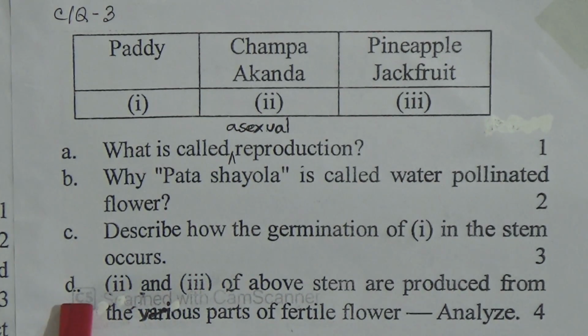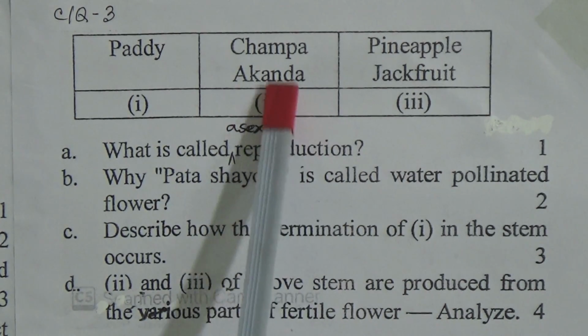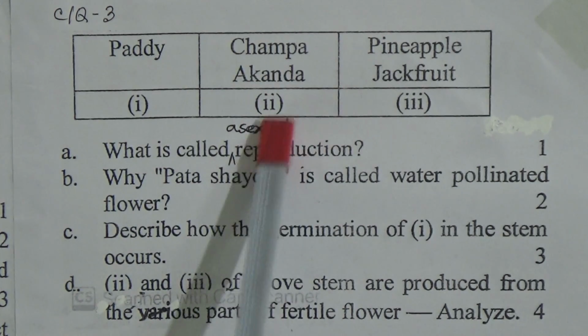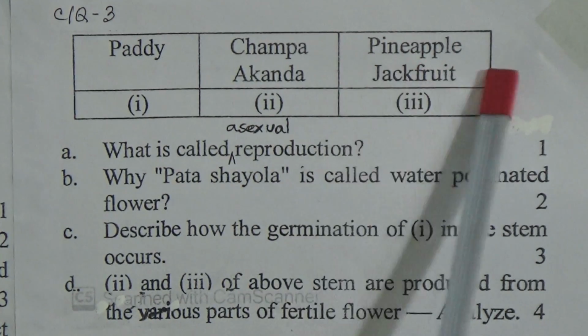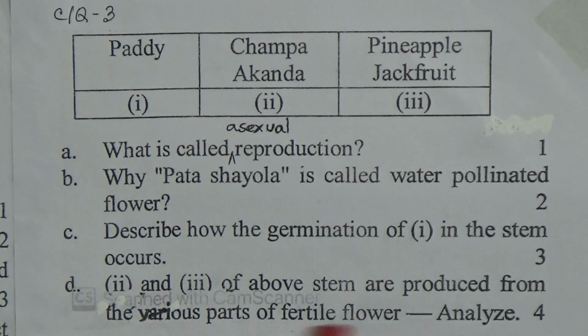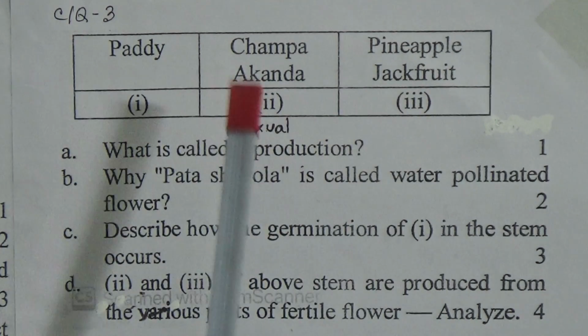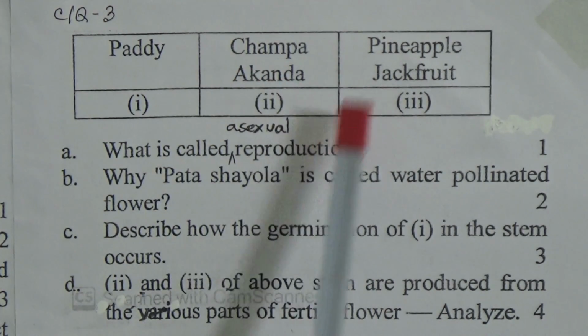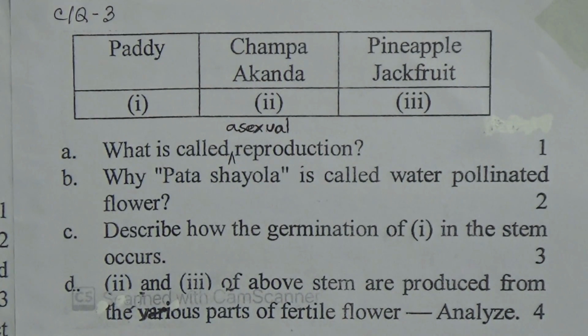And question D, group 2 and group 3 of the above stem are produced from the various parts of a fertile flower, analyze. Group 2 has champa and akanda, and group 3 is pineapple and jackfruit, and we have to find out from which part of the fertile flower they are produced. Now come to the answer.